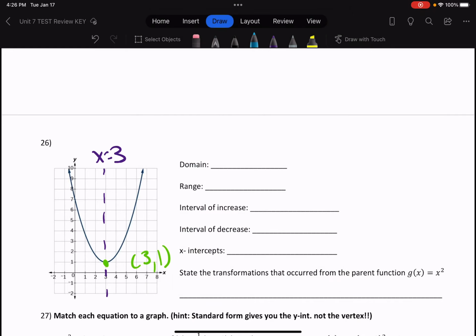Our domain is never going to change for these quadratic functions, so it's going to be negative infinity to positive infinity. But our range is going to be affected by our vertex. I know my minimum y value is 1, so I'm going to start at the value of 1, which is included in my function. And both of my ends are approaching positive infinity, so my range is going to go from that 1 value to positive infinity.